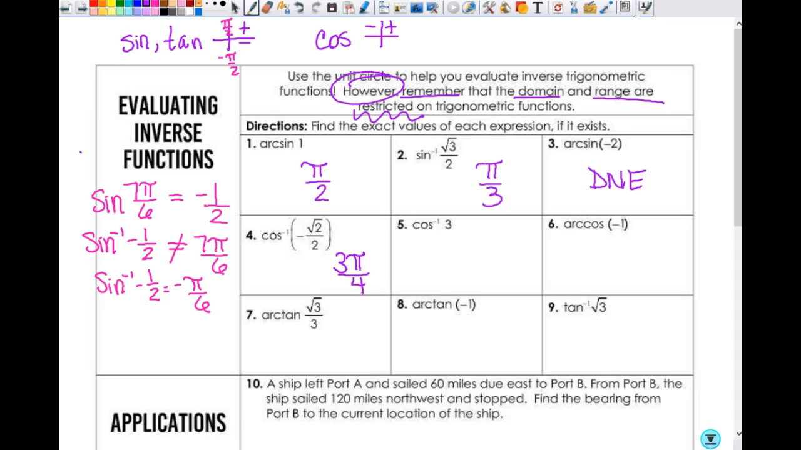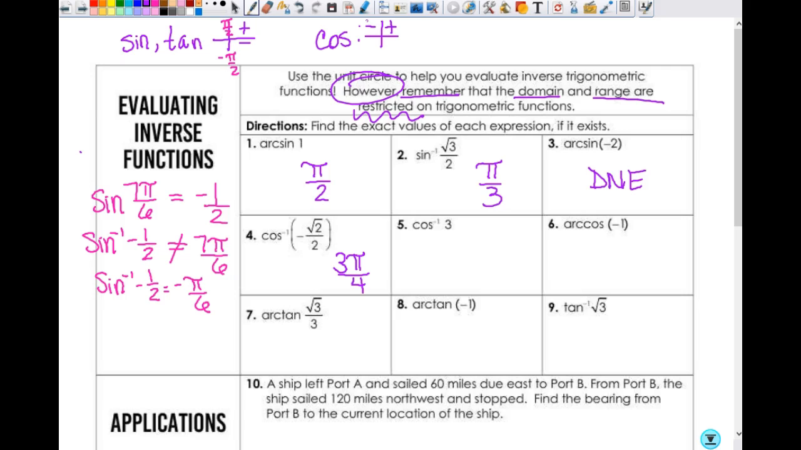Ask me a question. Do you understand why it's 3 pi fourths? Okay. Do you understand why it's not pi fourths? Okay, it's not pi fourths because pi fourths would be positive, right? Cosine is negative in these two quadrants. But for the inverse, I'm restricted to the second quadrant, right? So my second quadrant pi fourths angle is 3 pi fourths. Does that make sense? You good?